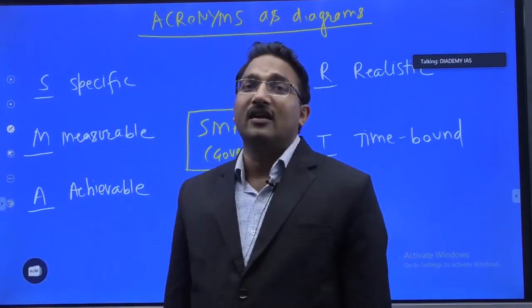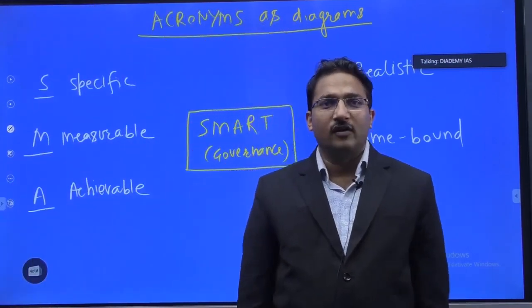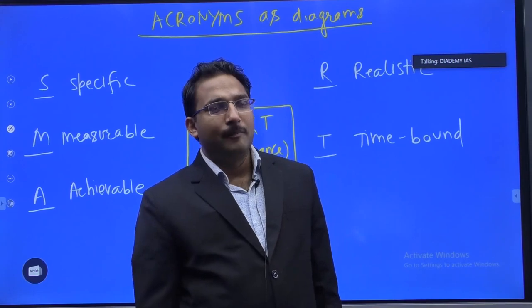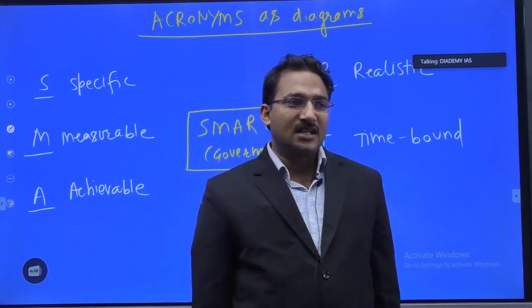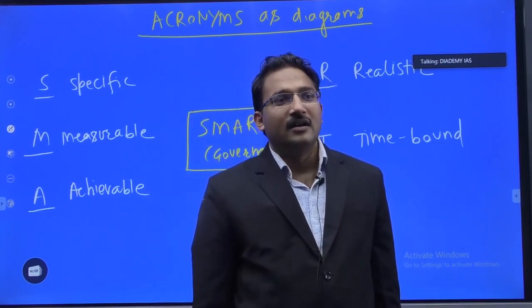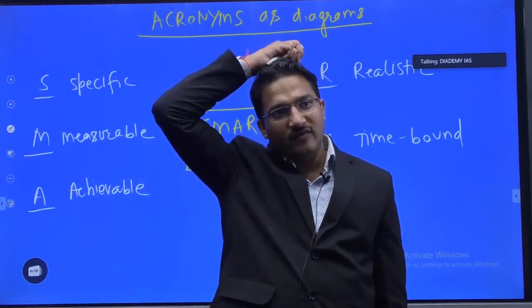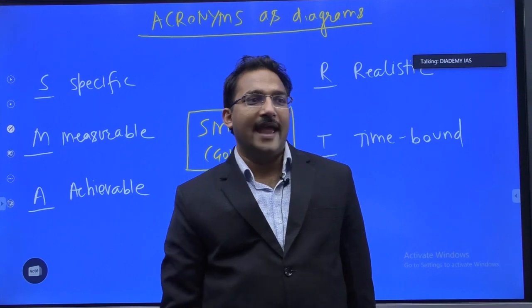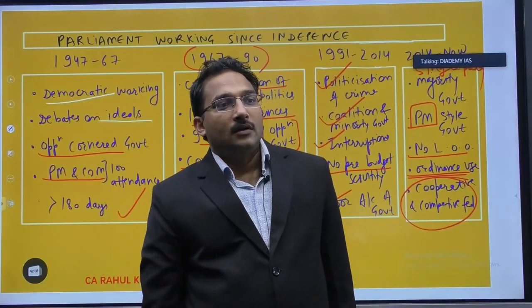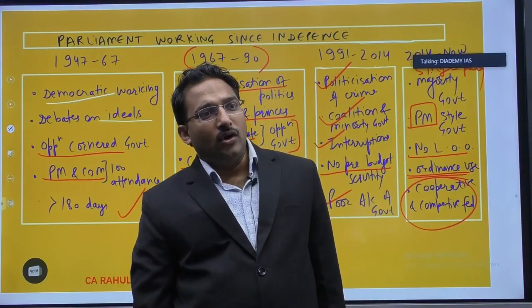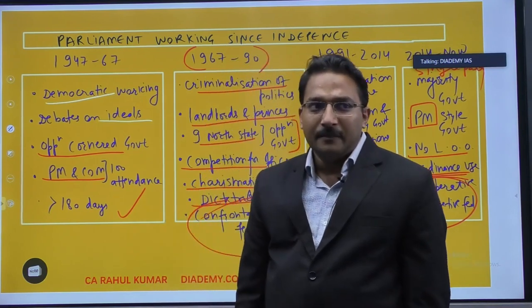Suppose this is smart governance, you can make this kind of simple diagram. S specific, M measurable, A achievable, R realistic, T timetable, time bound. So you can use this kind of diagram in a very simplistic manner, acronyms. I already indicated this earlier many times.